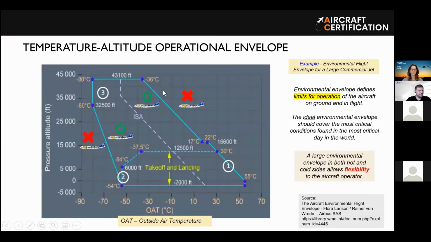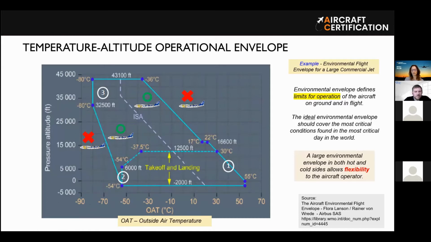When we talk about this thermodynamic integration, there is one thing that is very important to understand, which is this plot. It looks a bit complicated here, I'll try to explain a little bit. Every aircraft has to define what we call a temperature and altitude operational envelope. It's a plot where in the x-axis we have temperatures, which are outside air temperatures, ambient temperatures, and in the y-axis we have altitude.